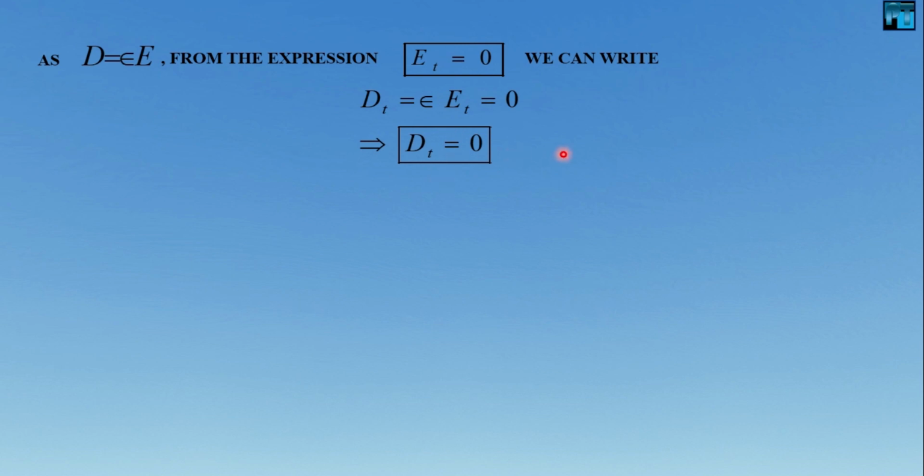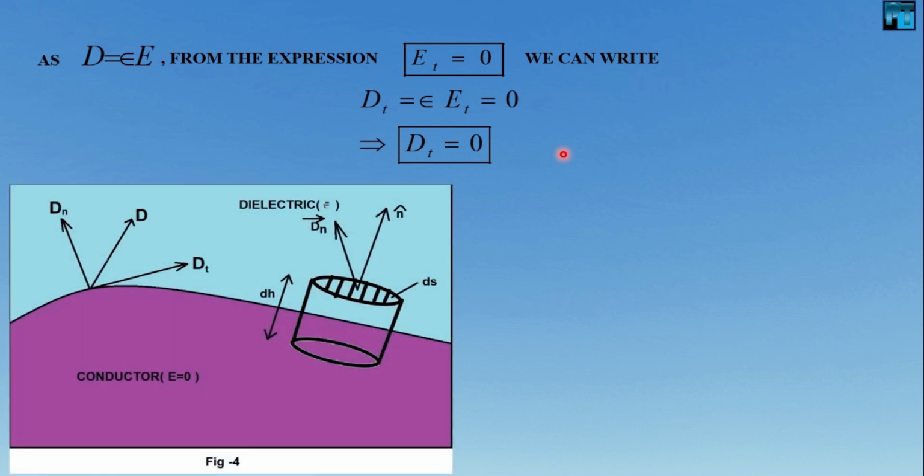Now we shall proceed to the normal components. So we have our Gaussian pillbox, and as you know, we only take this surface and this surface for the calculations, because it is the characteristic of the Gaussian pillbox that this dH is very small, so it can be neglected.